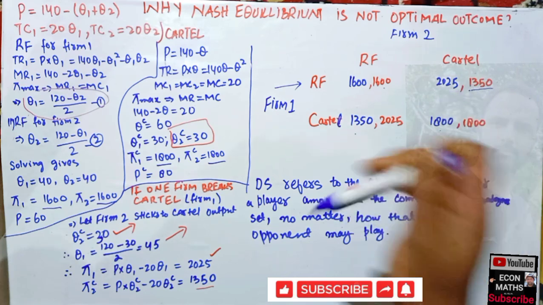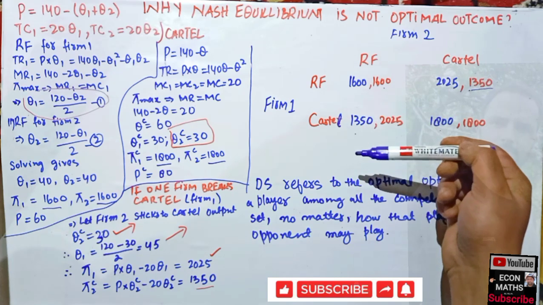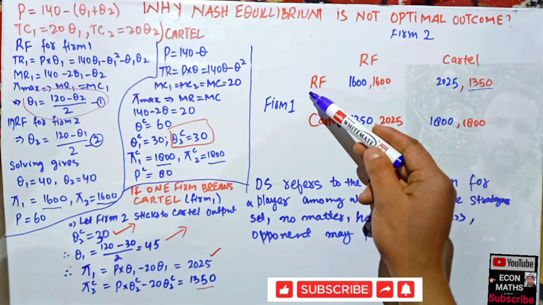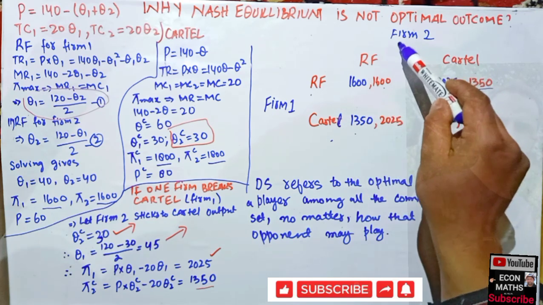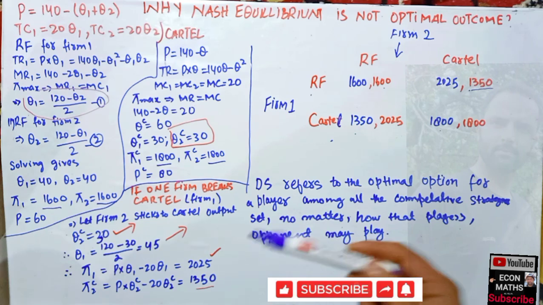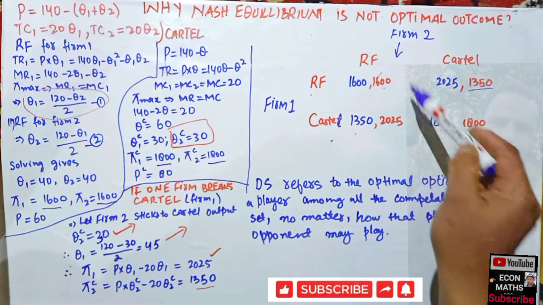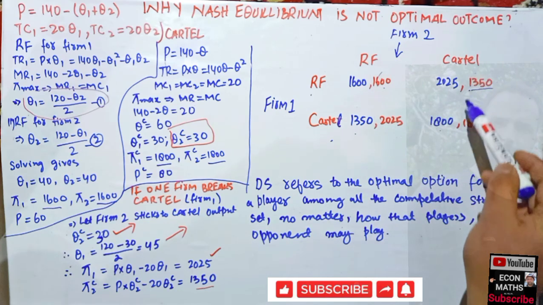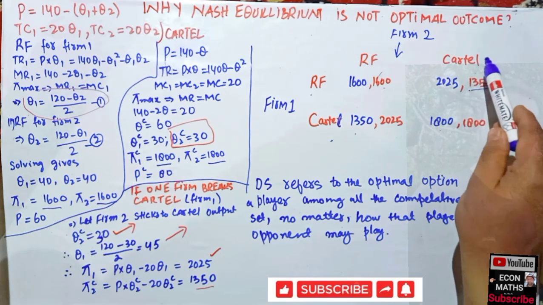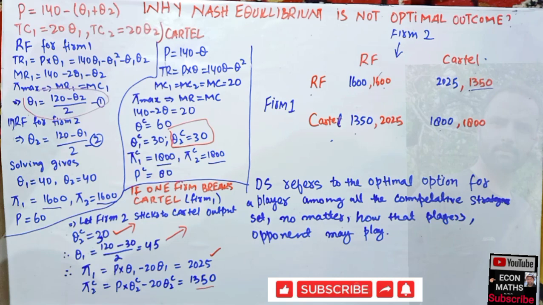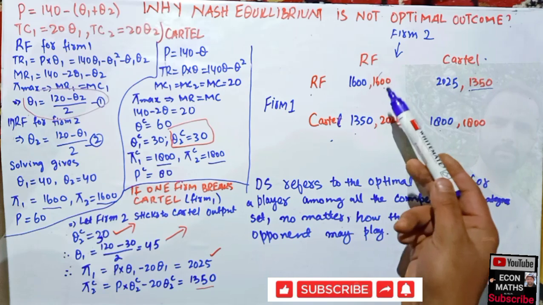Similar is the case for firm 2. No matter what firm 1 chooses, whether firm 1 chooses to play according to the reaction function or according to the cartel, firm 2 will always choose to produce according to the reaction function. And here we can see these columns. The reaction function column of firm 2 dominates the column when producing according to the cartel. So the dominant strategy for both the players will be to play according to their reaction functions.